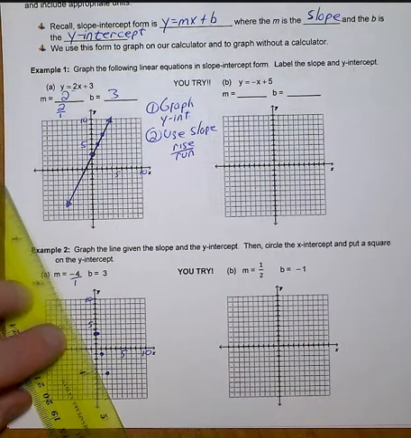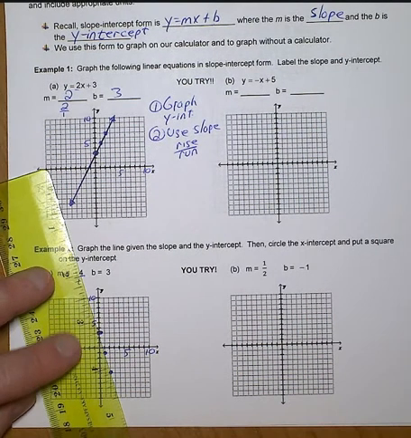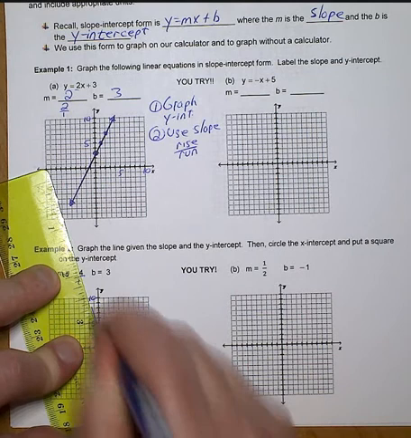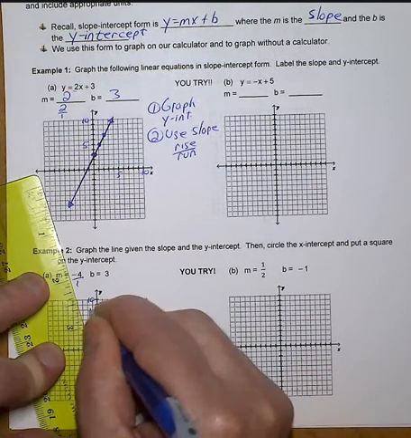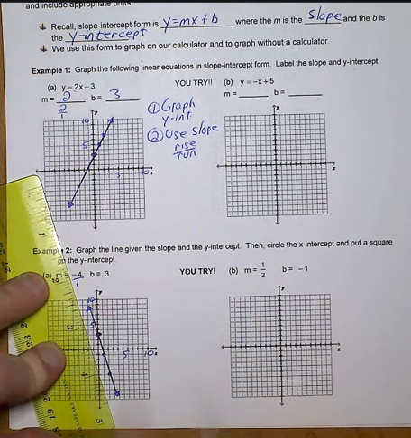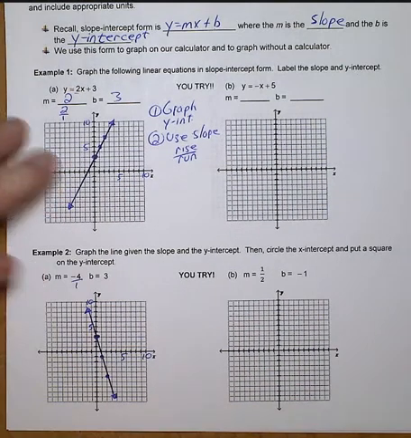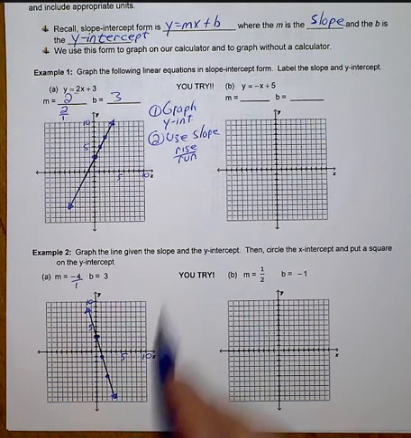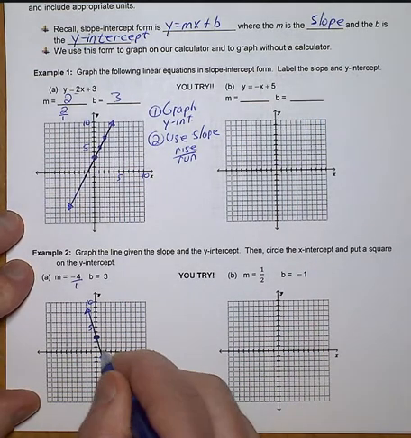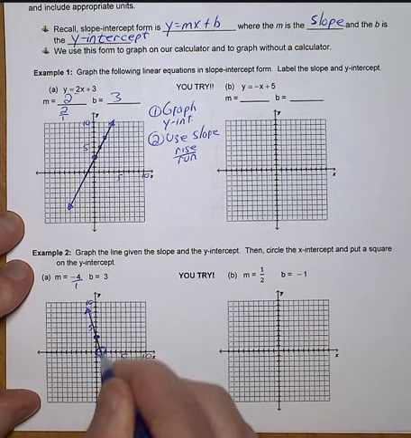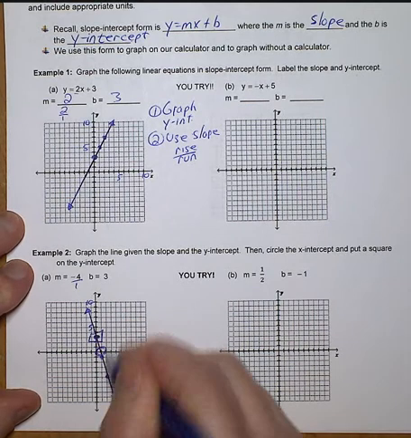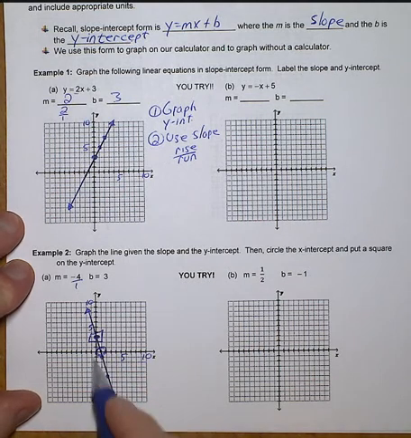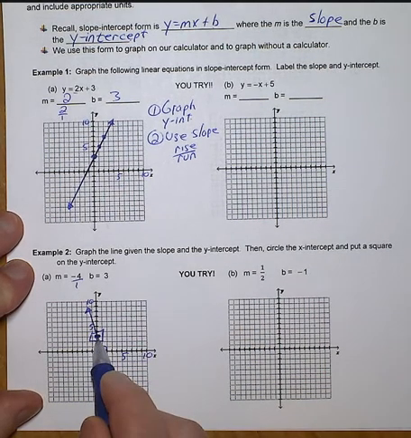I'm going to use my straight edge. Draw a nice line. Put some arrows on the end. The line goes off forever. And then it says circle the x-intercept. So I want to circle the x-intercept, which is right here, and put a square on the y-intercept. We're just trying to identify these. So we want to put a circle on the x-intercept, a square on the y-intercept. Okay, you guys try B.